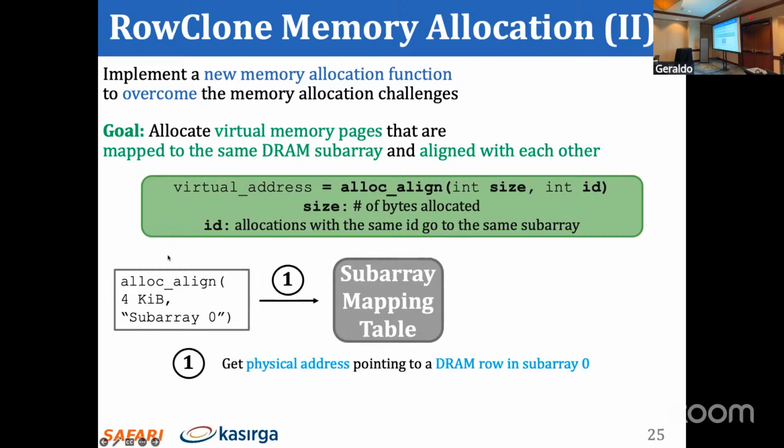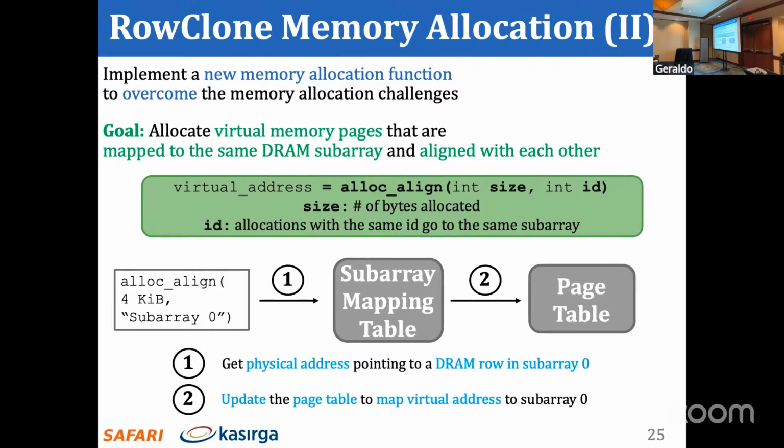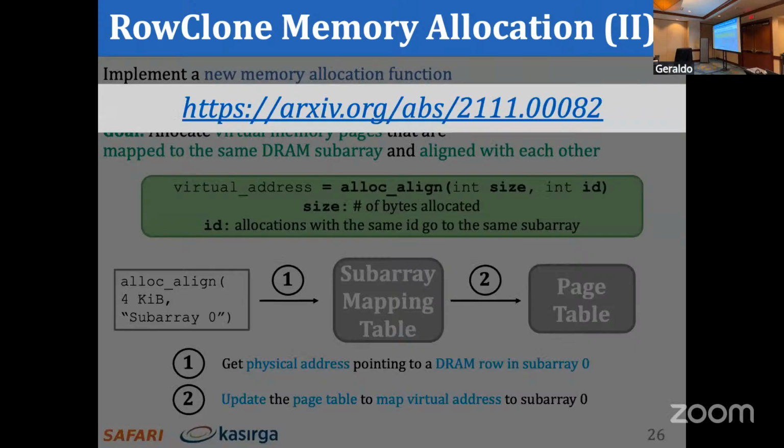There is a subarray mapping table, of which I don't go into details because we don't have so much time, that the system queries and gets the physical addresses that point to that subarray. And then you update the page table using that address. So for more details, I'll have to refer you to the paper, but I'm happy to take questions also.